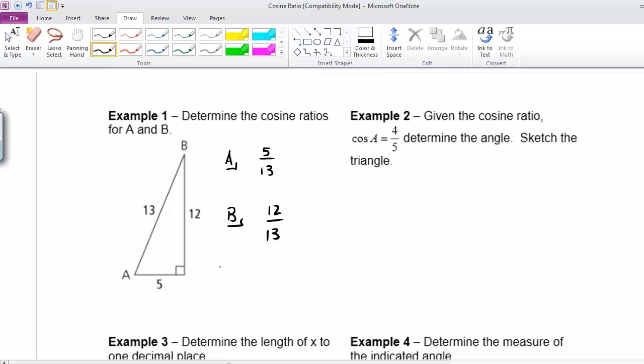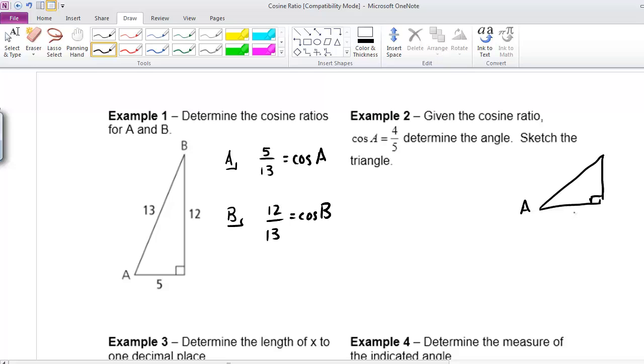Now, the reason it's nice to write that equal to cos A and write that equal to cos B is that the only thing you can do with this is find the angles. And that's where you push buttons in your calculator. And that's example 2. Given the cosine ratio, cosine of angle A is 4/5, determine the angle, sketch the triangle. The sketch is important, so let me sketch it right off the bat.